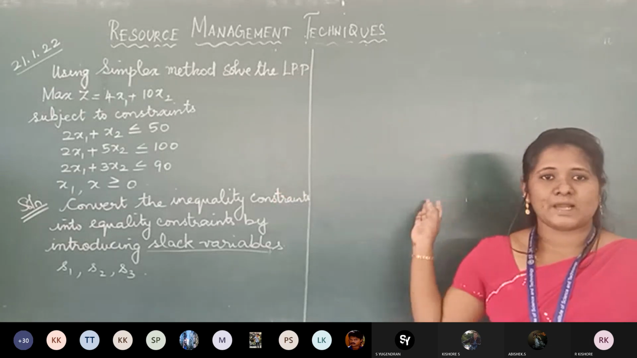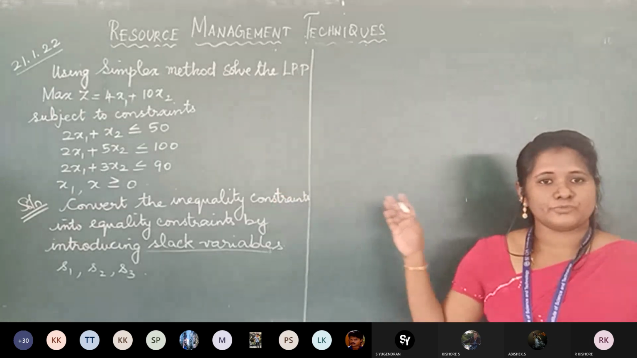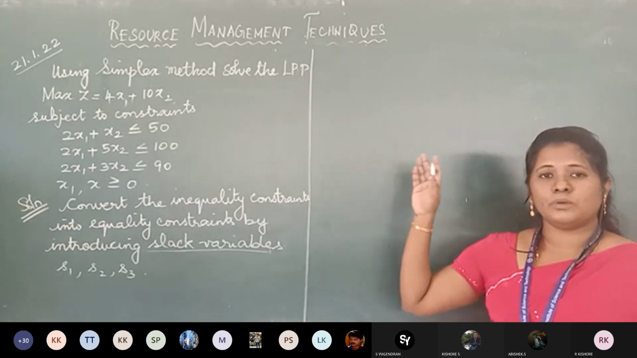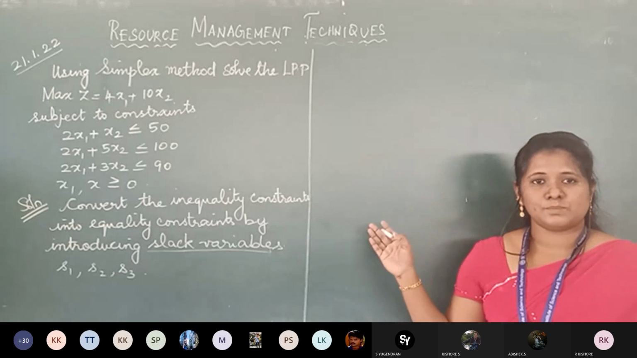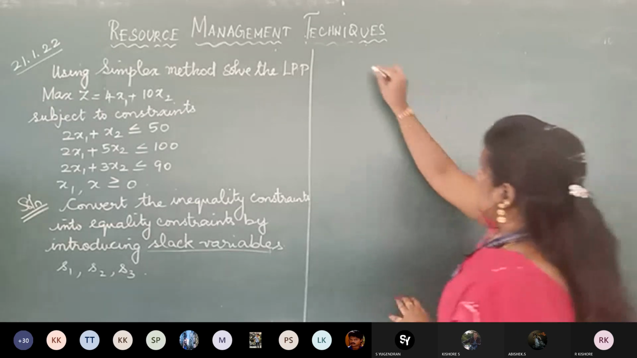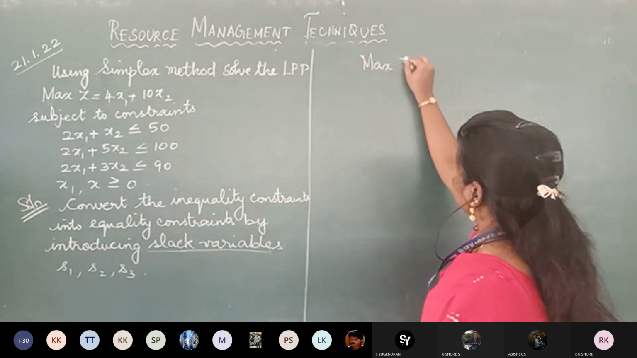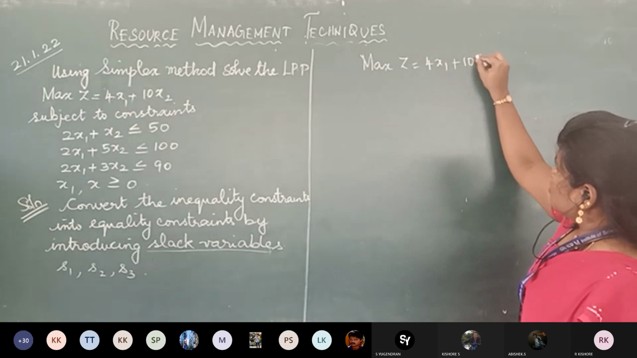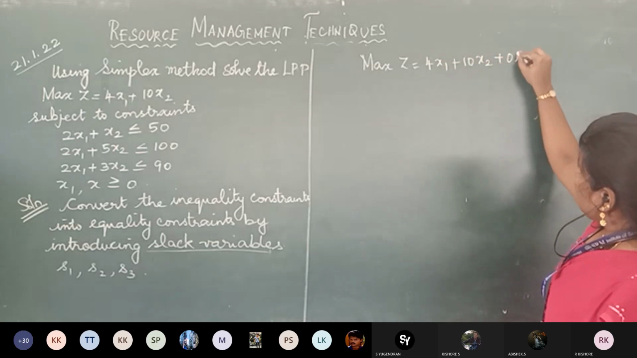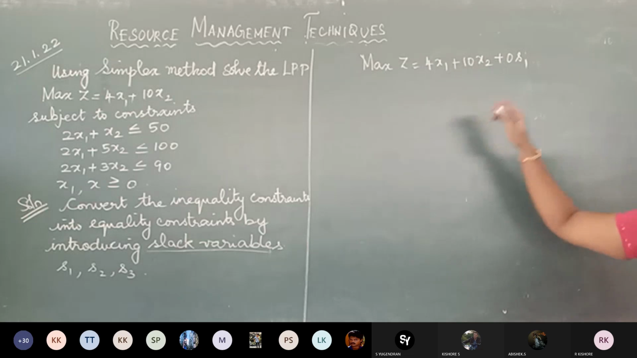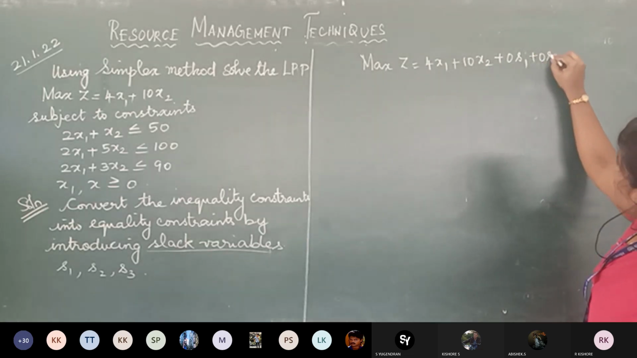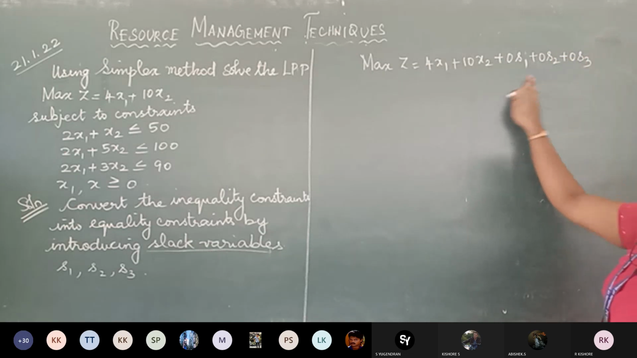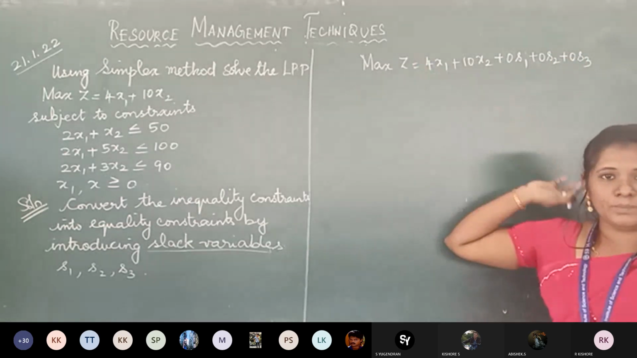Now you're going to write it in your standard form. The mathematical formulation of your LPP which has been given is your canonical form. And from there, to make it a standard form in your simplex method, you will take it as max Z equals 4x1 plus 10x2 plus 0s1, 0s2, plus 0s3. This is the way you introduce the slack variables, because you don't have any value for your slack variable there.